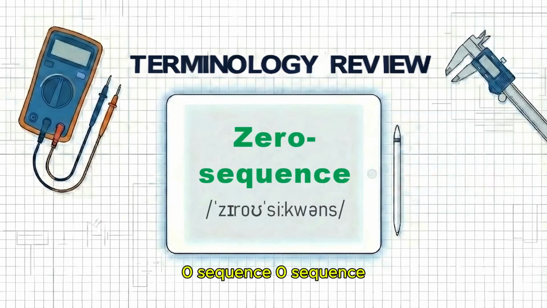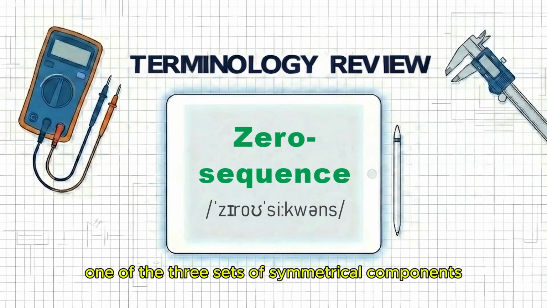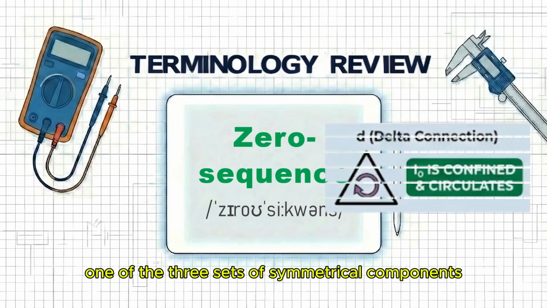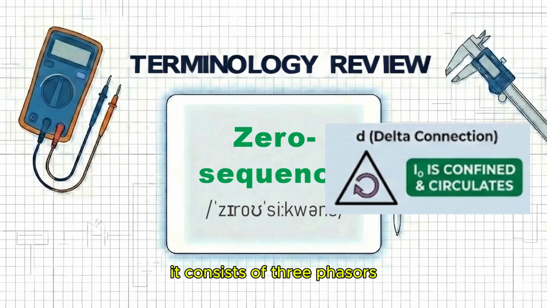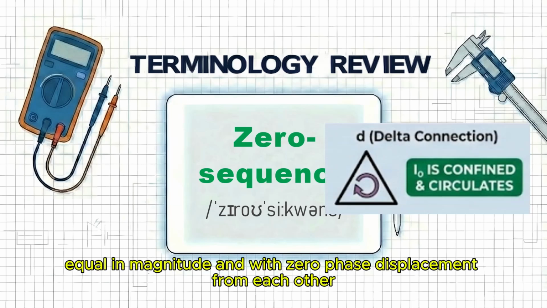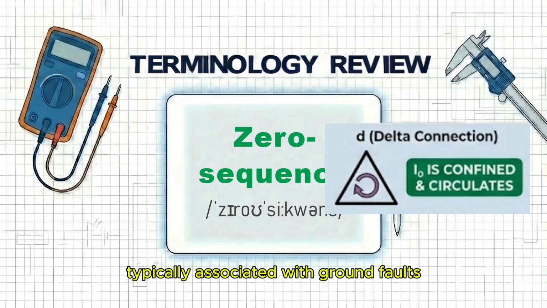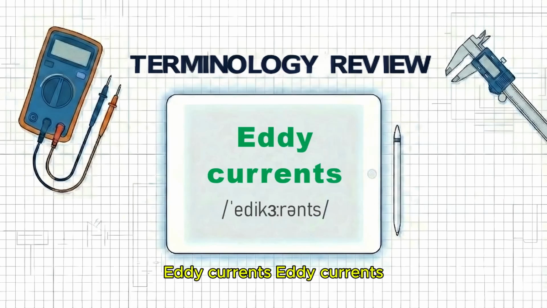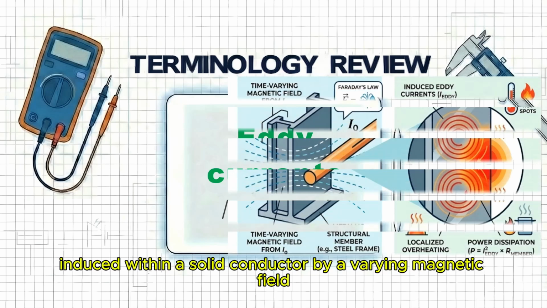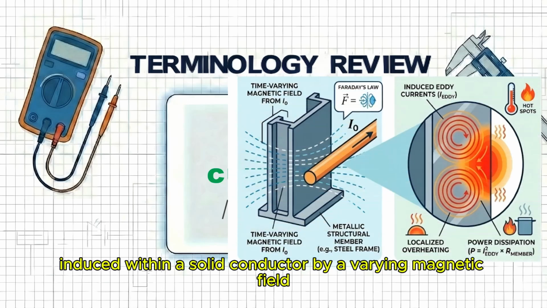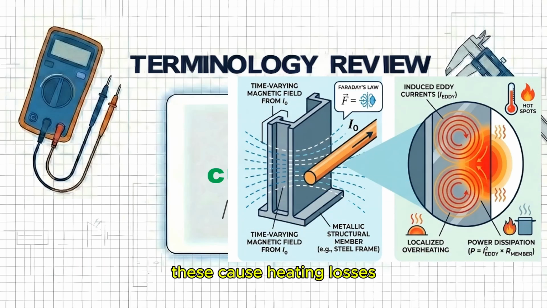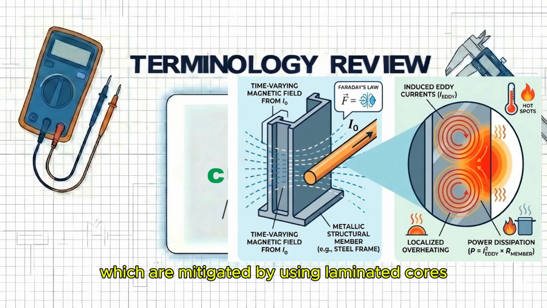Zero sequence. One of the three sets of symmetrical components. It consists of three phasors equal in magnitude and with zero phase displacement from each other, typically associated with ground faults. Eddy currents. Localized electric currents induced within a solid conductor by a varying magnetic field. These cause heating losses, which are mitigated by using laminated cores.